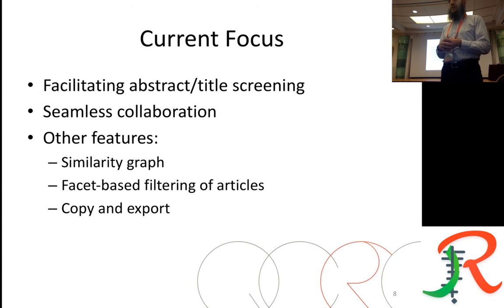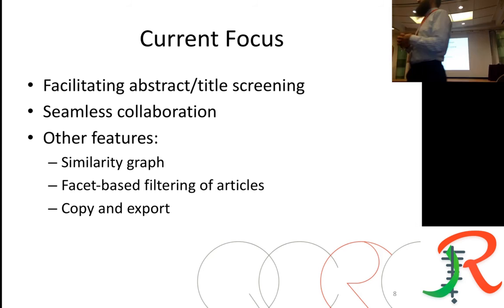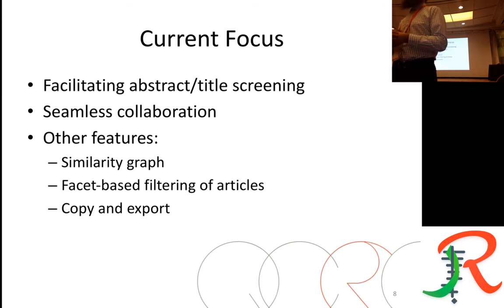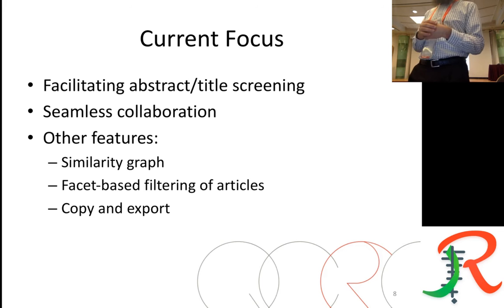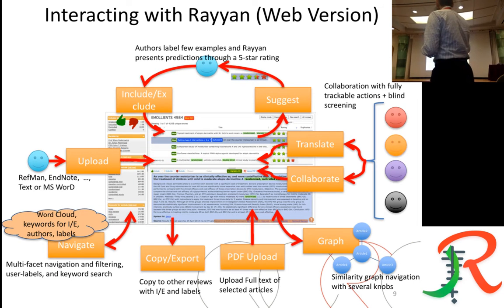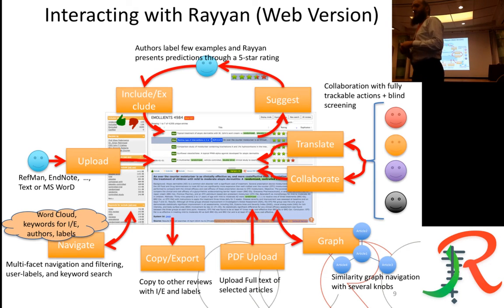We provided what we call seamless collaboration, something that is easy to do and without much effort from our users. And as we are building this, helping in the abstract and title screening and the collaboration, we added a lot of other features that we are hopefully going to go through in the rest of the workshop, like how we use the similarity graph, all the facets that we are extracting or computing from the articles, and features like being able to copy across reviews and export the data outside Rayyan.